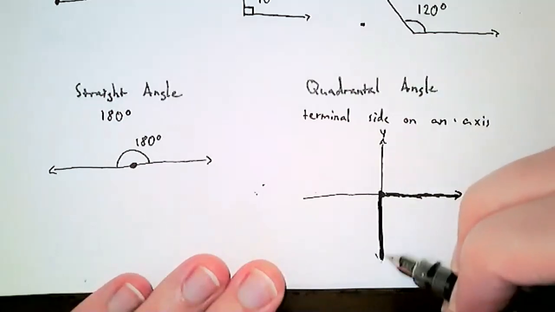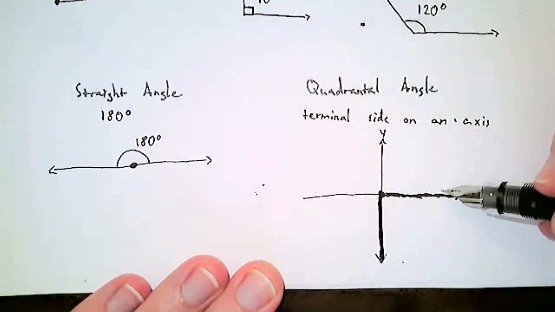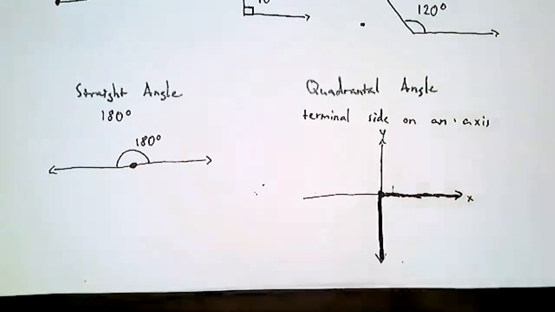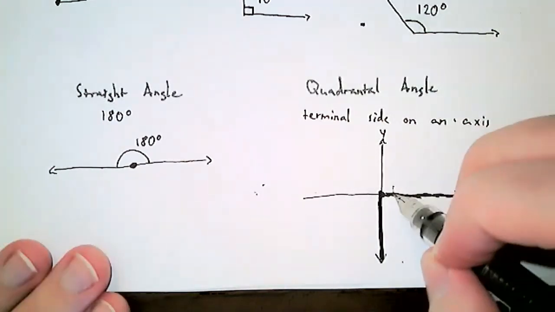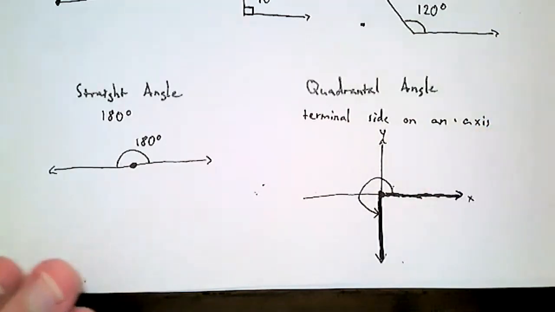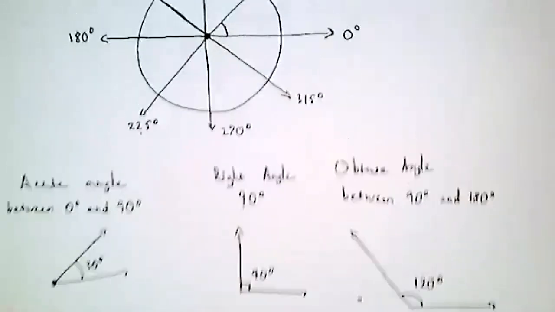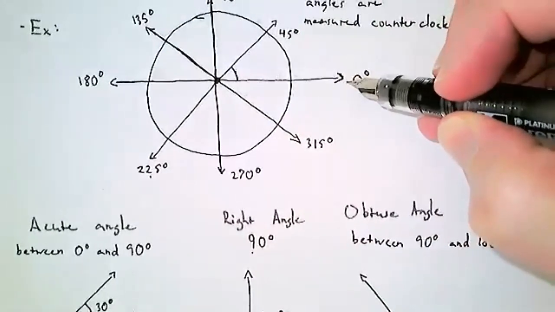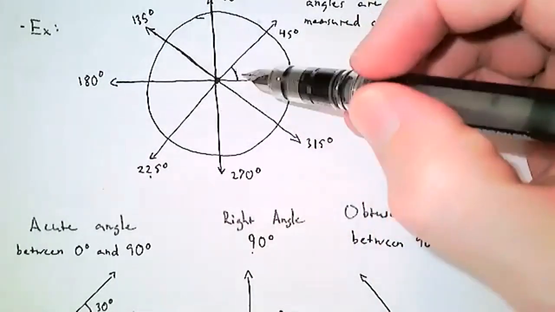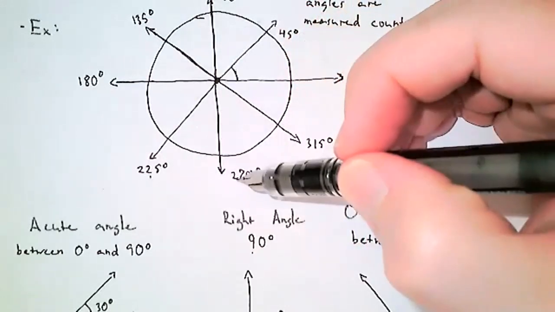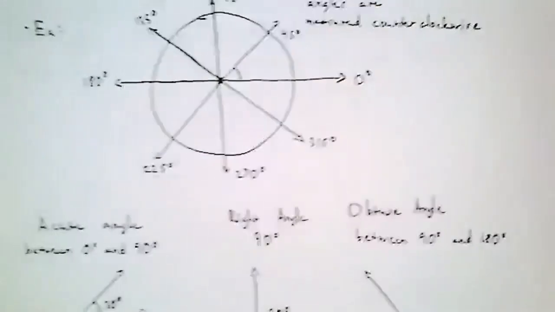So here I'm thinking this is my initial side, so I'm measuring my angle the long way around this way. And thinking back to the circle, if we start facing to the right, and our other ray is facing down here, we know that this is going to be 270 degrees.